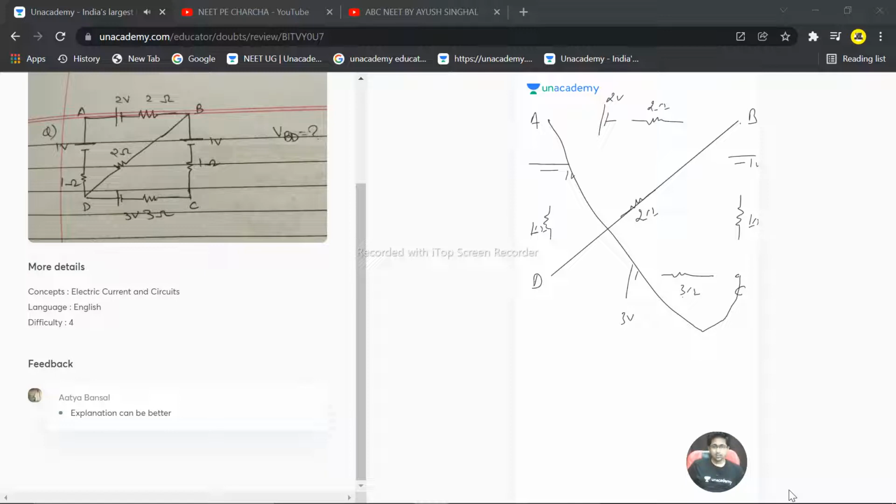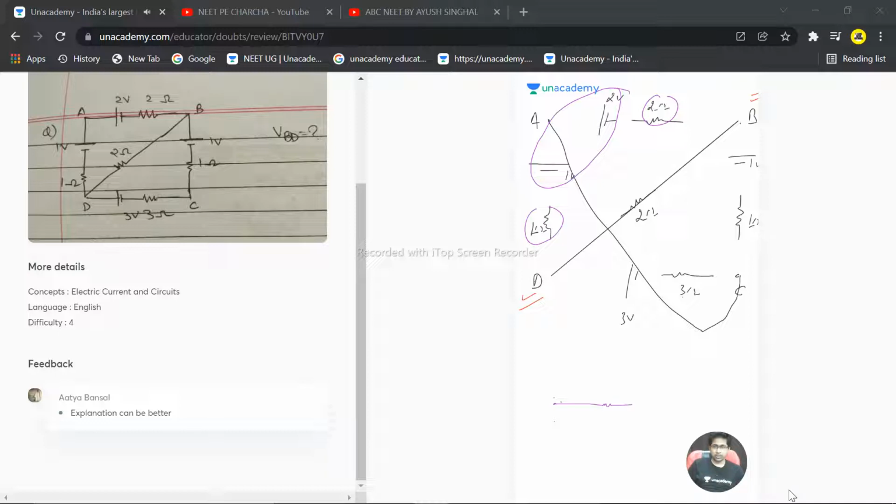Now let's start solving the question. We need to calculate the potential difference between the point B and D. So let's start calculating this. First of all, if we solve this section, this becomes a 1 volt battery with total 3 ohm resistance. I am making the figure something like this, this is the figure we have overall.